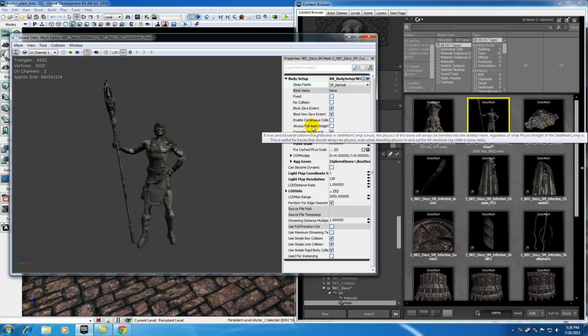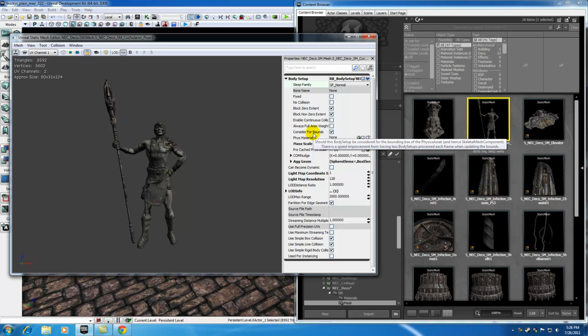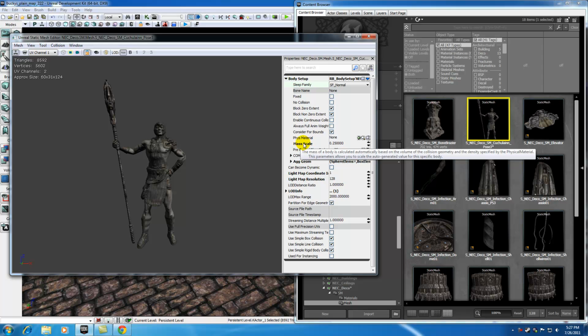Always full anim weight. It only affects skeletal meshes, so we'll worry about that later on. A lot of these things we'll just worry about later on. Just don't mess with them. Consider firm bounds. You never really touch this. The physical material is, of course, the material that's applied to it. The mass, I think I talked about this. The less massive your object is, of course, just like in real life, the easier it is to kick around, move around. And the pre-cached fist scale. Don't even worry about this. You know, don't even mess with this. That's my little tip for that.